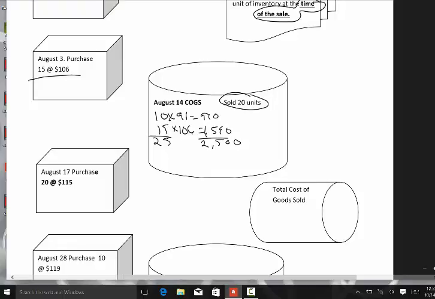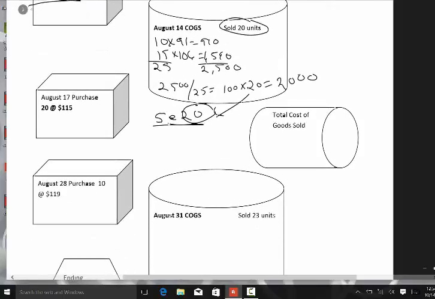And so what I do is get the average cost. So I take the $2,500 divided by those 25 units, and I get an average cost of $100 per unit, and I multiply that times the 20 units that I sold, and that gives me a cost of goods sold of $2,000. And so therefore that leaves me left in the ending inventory. After that, it leaves me 5 units at $100. So I keep that average cost.